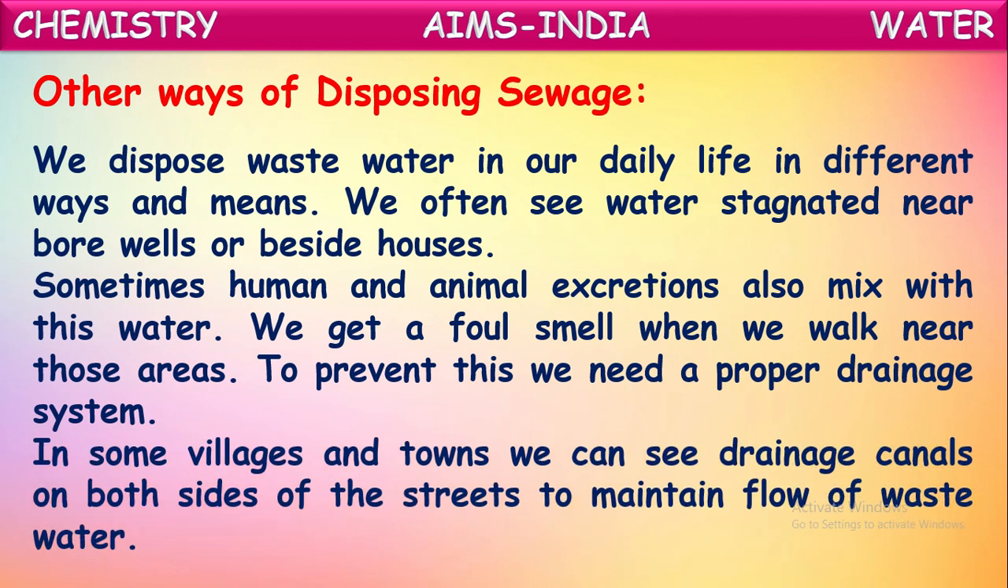In some villages and towns, we can see drainage canals on both sides of the streets to maintain flow of wastewater. Have you ever seen this? If we go to villages, we can observe. On both sides of the streets, there will be drainage canals, which are meant for flowing of this wastewater. They maintain dry places. No stagnation of water will be there, and hence it avoids germination.